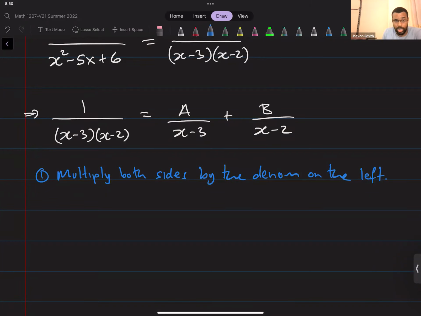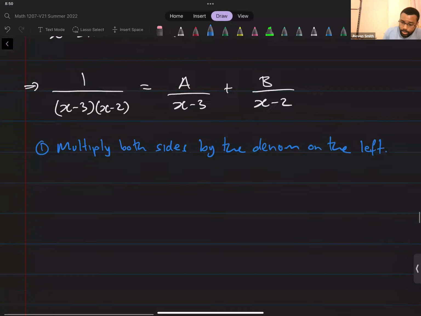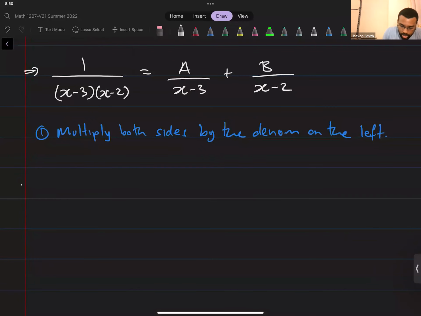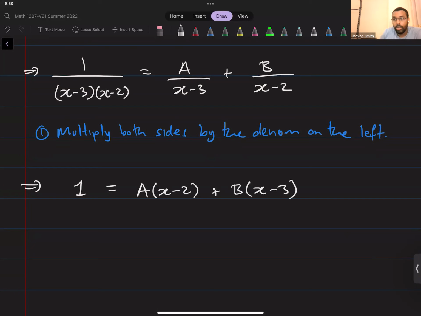So I'm going to multiply both sides by x minus 3 times x minus 2. What you're going to realize happens at that point is that you'll just have a 1 on this side. And on the right side, you would end up with a times x minus 2 plus b times x minus 3.